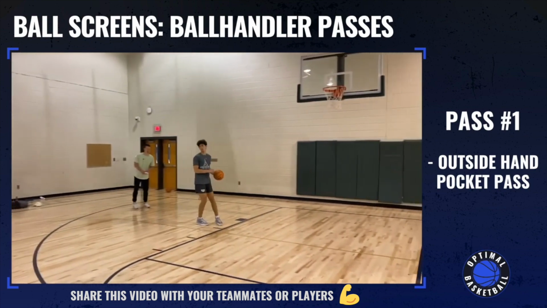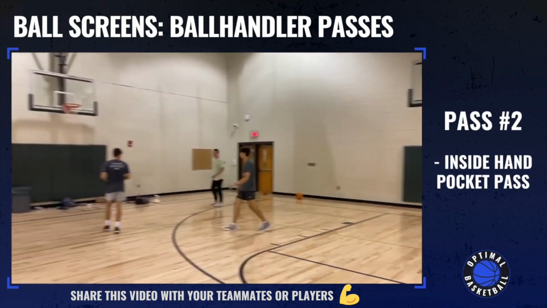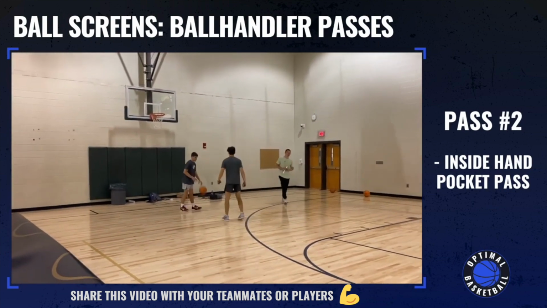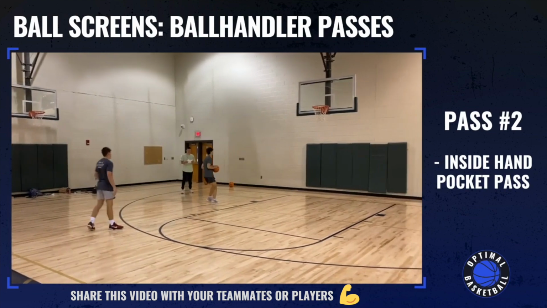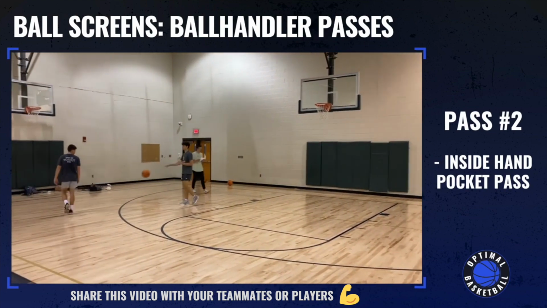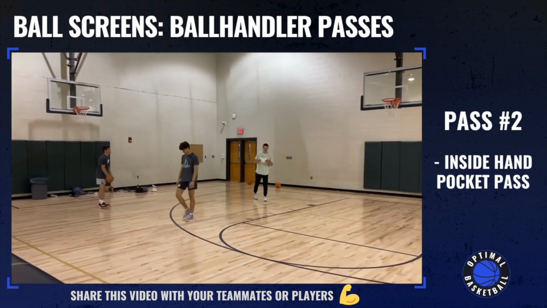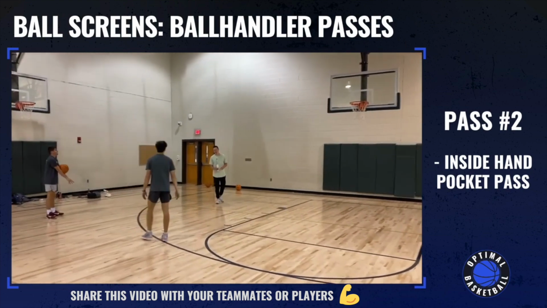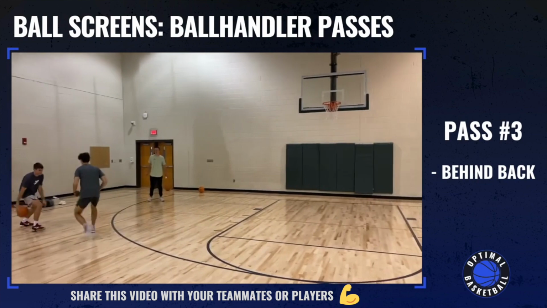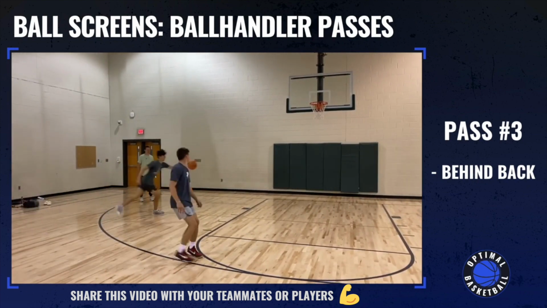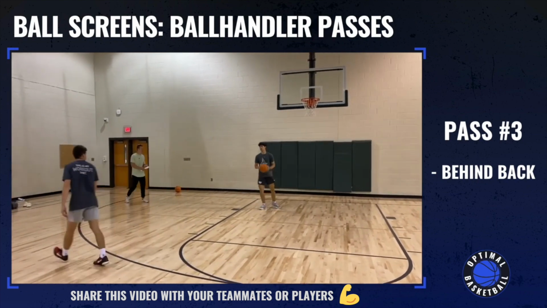Good. Yep. Making sure that pass is low. Now the second pass is going to be an inside hand pocket pass. So this will be your left hand coming off this side. Good. So we got outside hand pocket pass, inside hand pocket pass. Let's go with a behind the back on the roll. So you're going to pick and roll. Behind the back pass. Yep. Good. Way to lead them going into that.